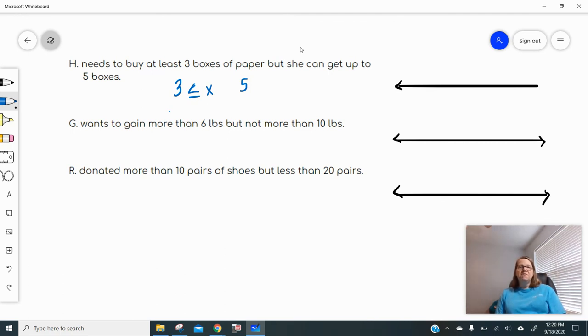But she can get up to 5 boxes. So can she get 5 boxes? Yes, she can get up to that number. So again, that means it's included. So that means you put the equal to part on there.